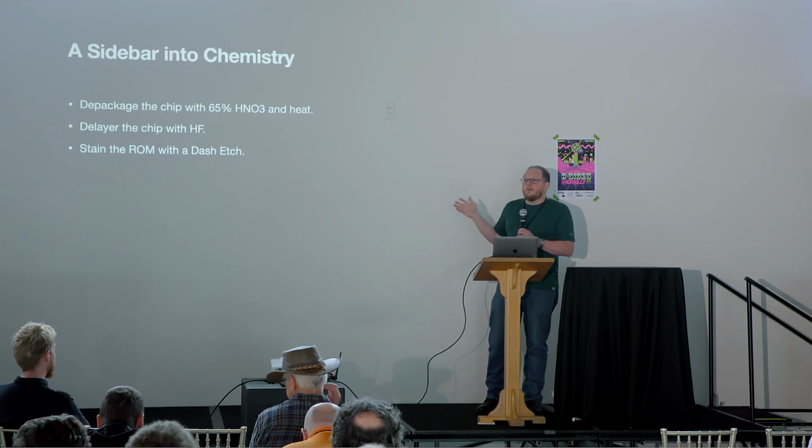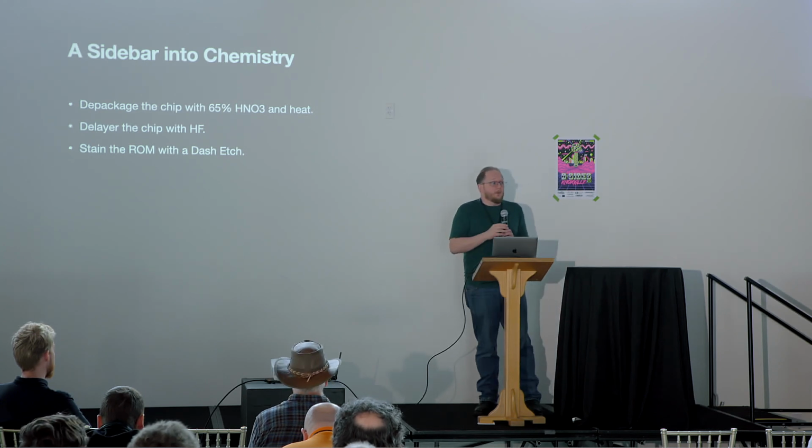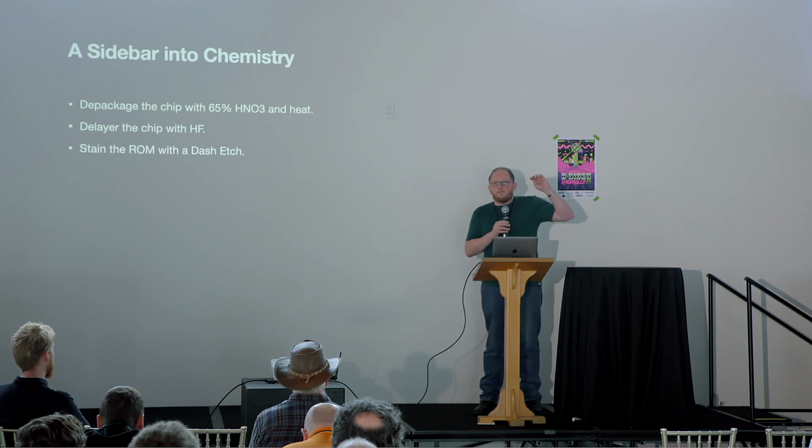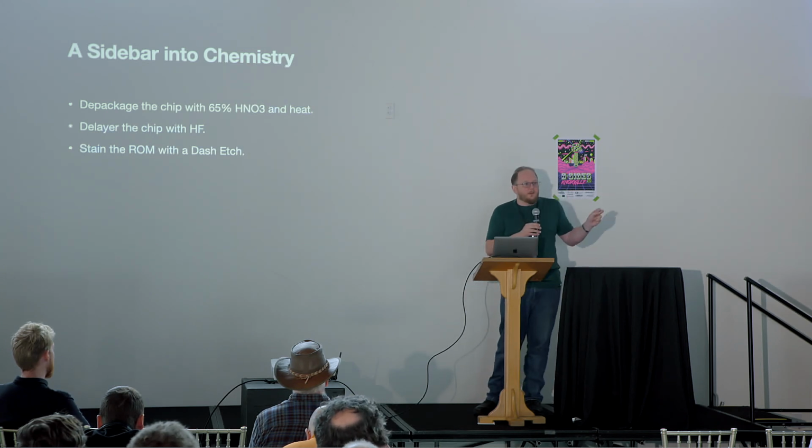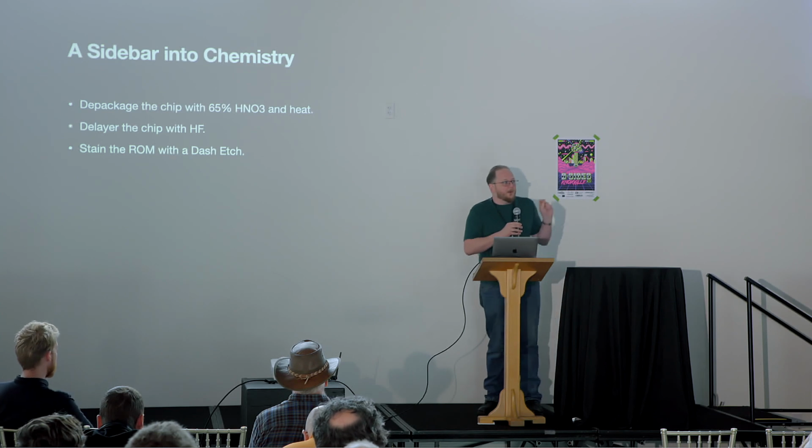And then finally, a third type of mask ROM will not be visible at any vertical height within the chip, because the bits are encoded as the difference between P silicon and N silicon, which are exactly the same color. For that, I use a mixture of acids called a dash etch, which turns silicon brown, but it turns P silicon brown a little faster than it does N silicon, and that creates a difference that I can then photograph under a microscope.